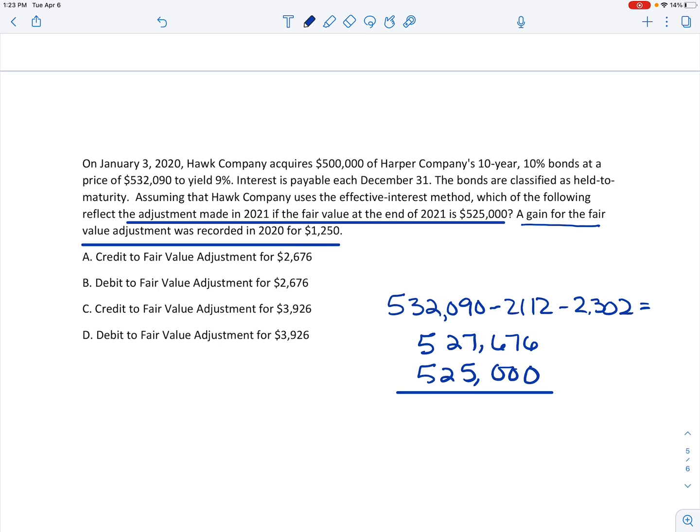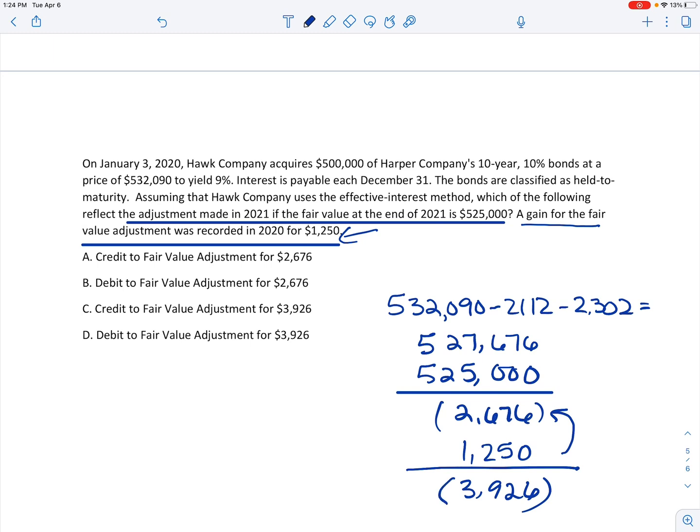Therefore, we're showing a loss of 2,676 as a loss. But remember, based on this problem, they recorded a gain of 1,250 in previous years. So if we want to show this true loss, we also have to adjust for that previous gain. So I'm going to add that in to get down to the loss I want.